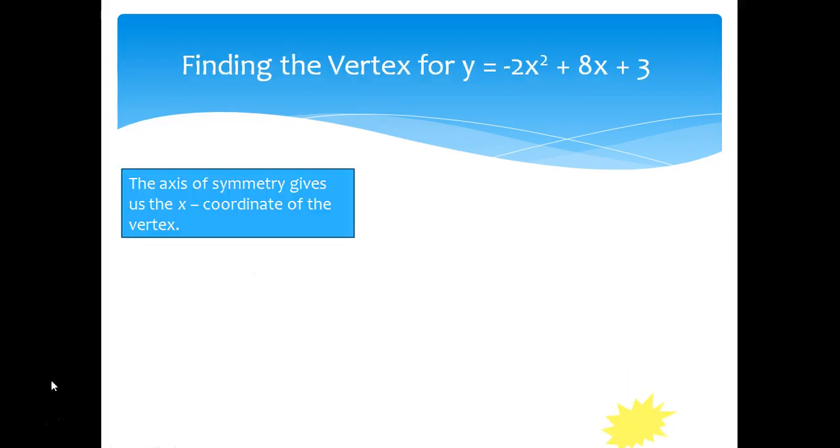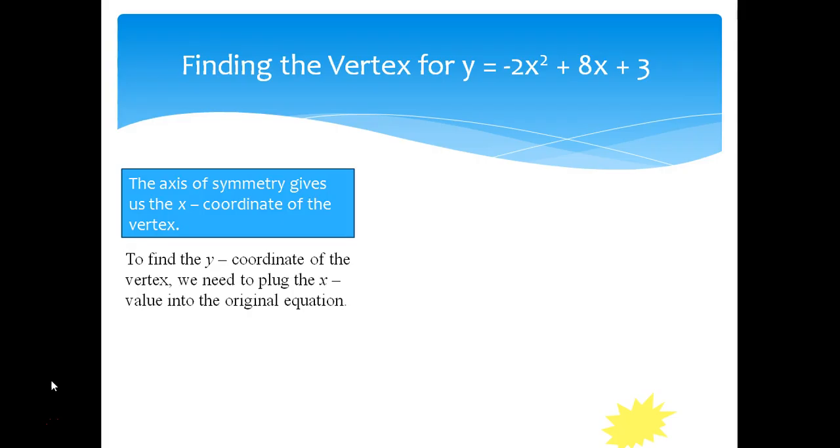If I wanted to find the vertex for negative 2x squared plus 8x plus 3, knowing that the axis of symmetry always goes through the vertex, I can find that axis of symmetry first and then use that to help me find where the turning point is. Once we find that x value, we can plug it into the original equation for x, and find out what y is. So let's first find the axis of symmetry. A negative 8 over 2 times a negative 2. So negative 8 divided by a negative 4 is 2.